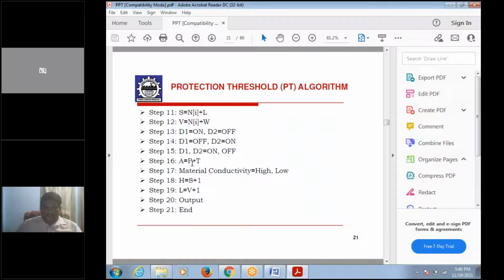We can calculate the kind of port, the P and D. That is the conductivity of the devices, high and low. Therefore, high means S plus 1, that means an increment, and low means L plus V plus 1. Then the output at the end of the program. This means the production test of the diode operation of the algorithm.